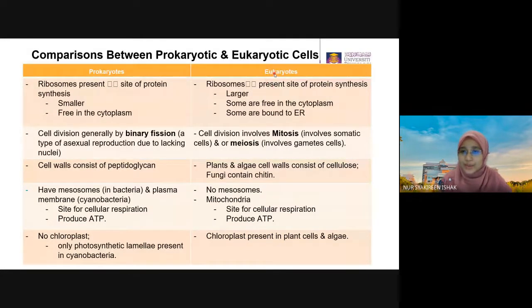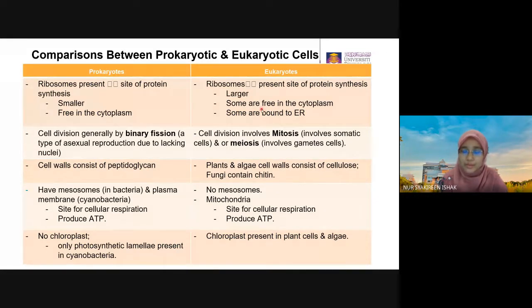And as for the eukaryotes, they are found in two places. One, they are found scattered free in the cytoplasm. We call it the free ribosome. They are not bound to any structure. So both prokaryotes and eukaryotes have free ribosomes that are scattered freely in the cytoplasm of the cell. And the other type of ribosome contained in eukaryotes is the bound ribosome.